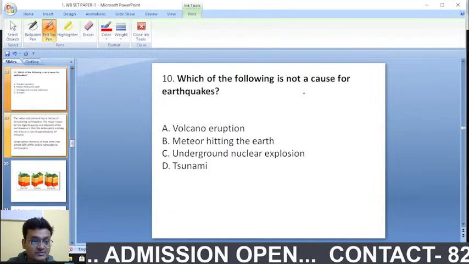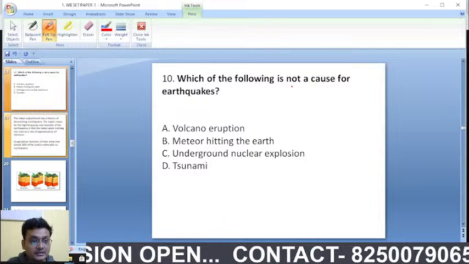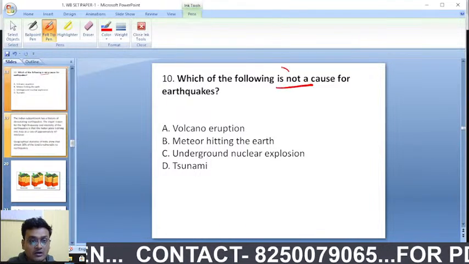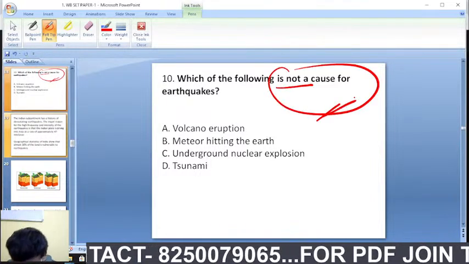Which of the following is not a cause of earthquakes? Easy one, quickly answer.